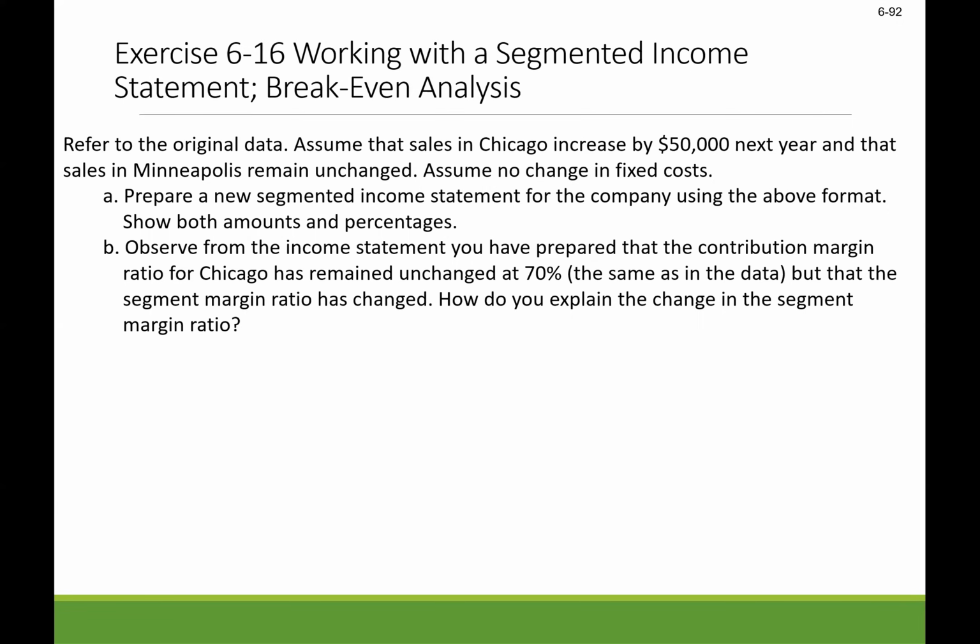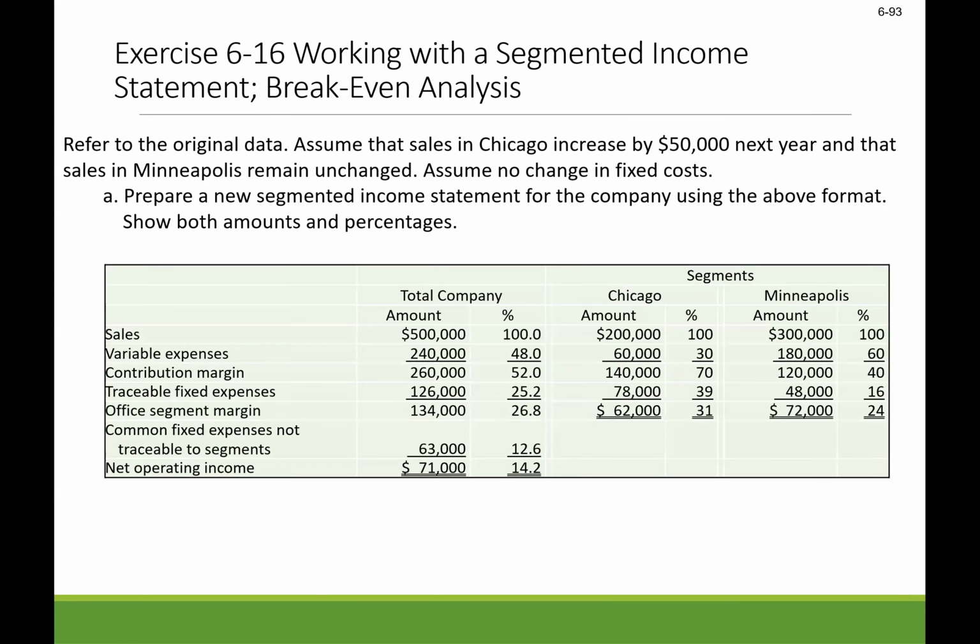Now, assume that the sales in Chicago increase by 50,000 next year and that sales in Minneapolis don't change. Then prepare a new segmented income statement. Observe from the income statement that you prepared that the contribution margin ratio for Chicago has remained unchanged, but that the segment margin ratio has changed. Why? So, as you see here, we've got our new numbers showing an increase in Chicago.